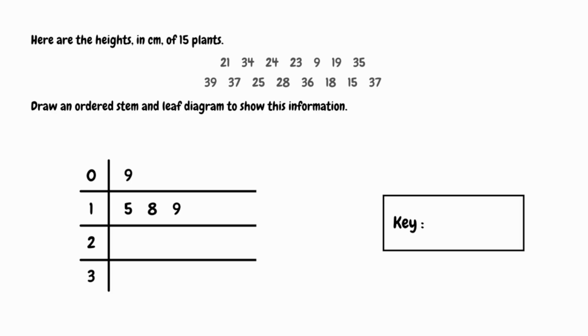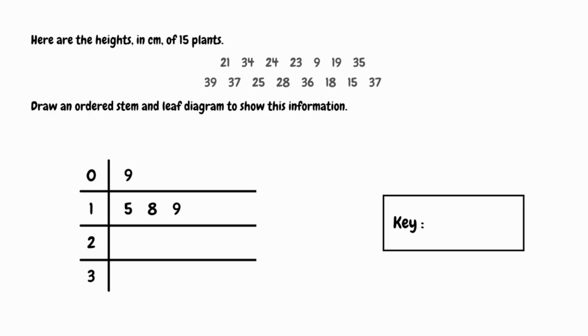Now for our numbers in the 20s, we have 21, 24, 23 on the top row. And then on the bottom row, we have 25, 28, and that's it. So now we need to put these numbers in order.